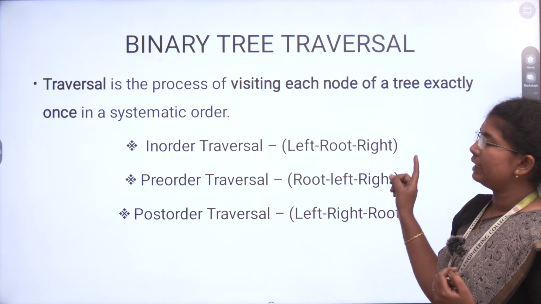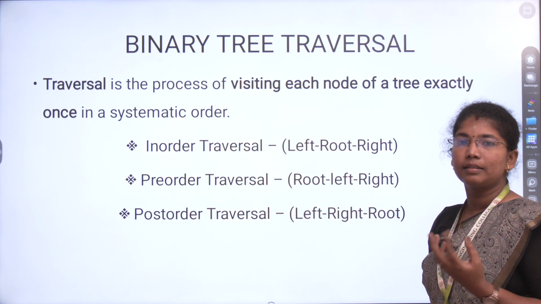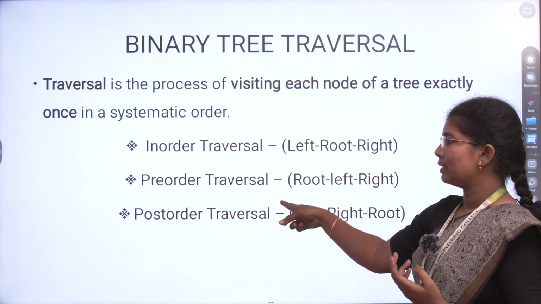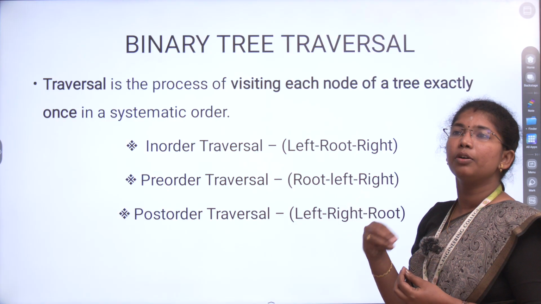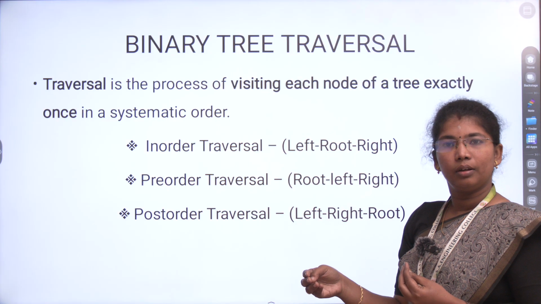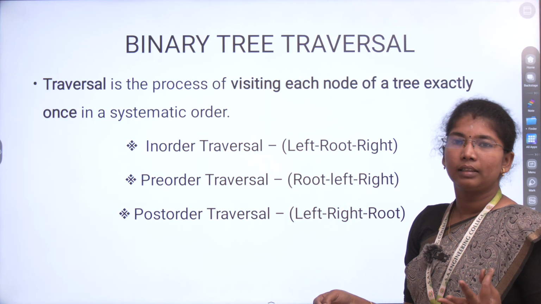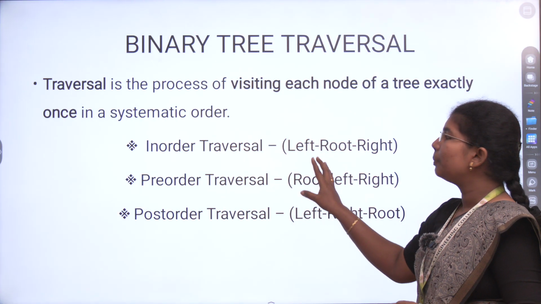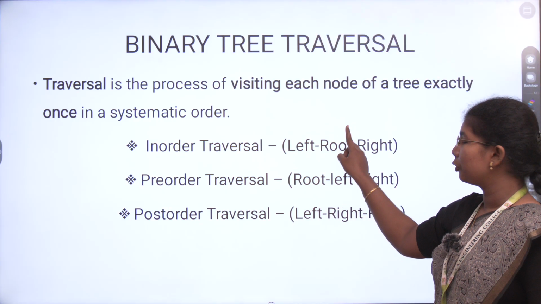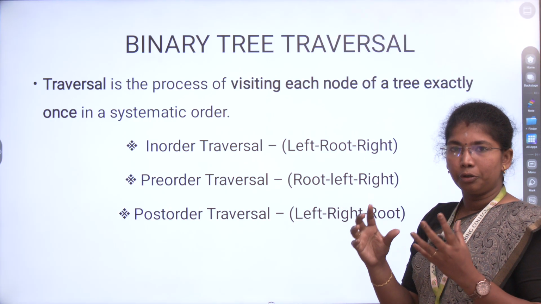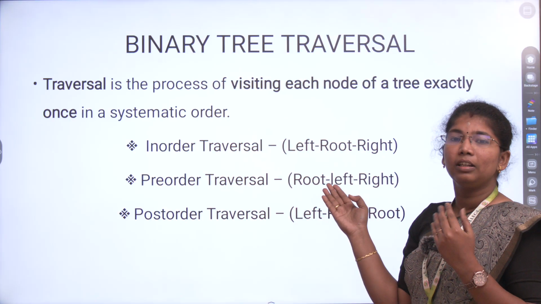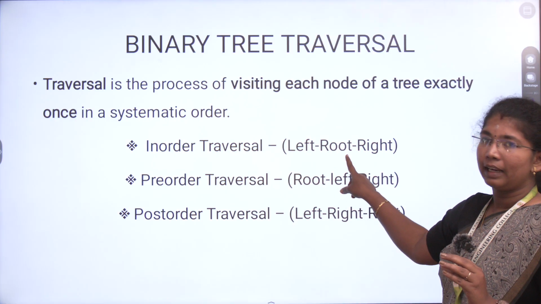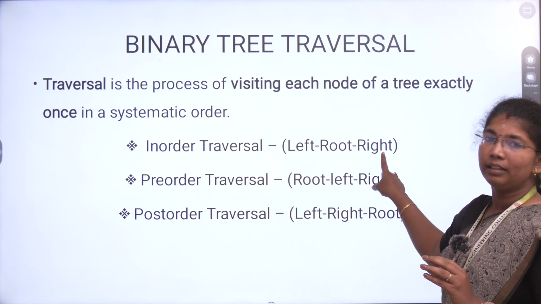Then binary tree traversal. Traversals have three types: in-order traversal, pre-order traversal and post-order traversal. This is how we visit each and every node. In in-order, you traverse left, root and then right. If you use in-order traversal, first you visit the left node, then the root and then the right.